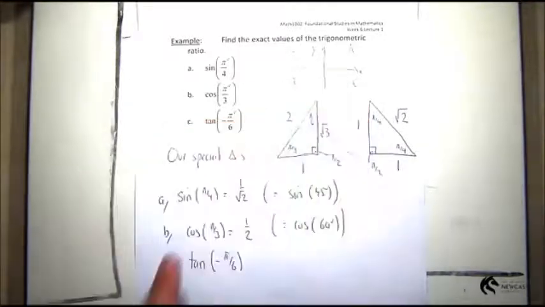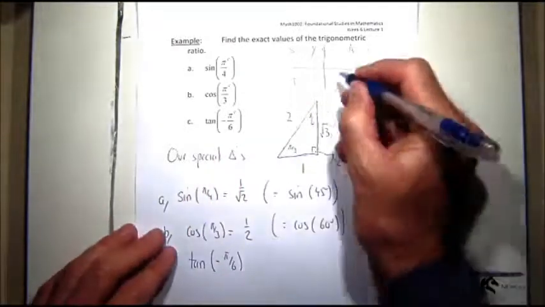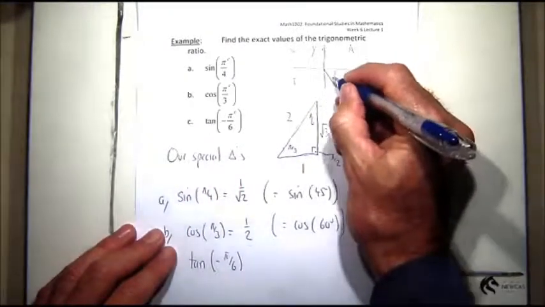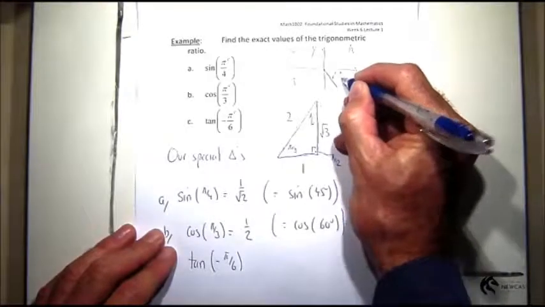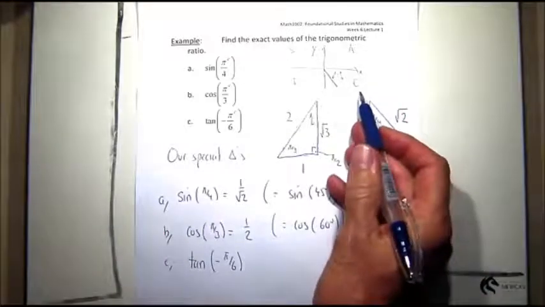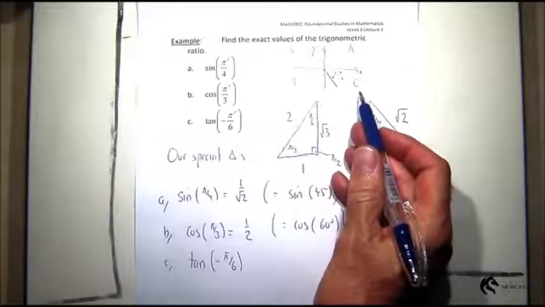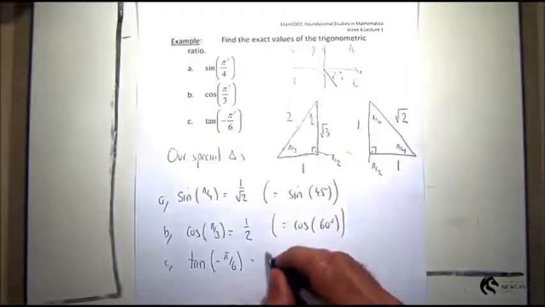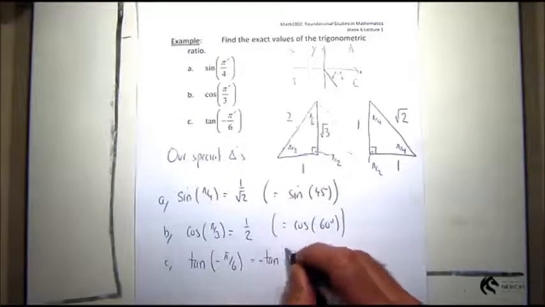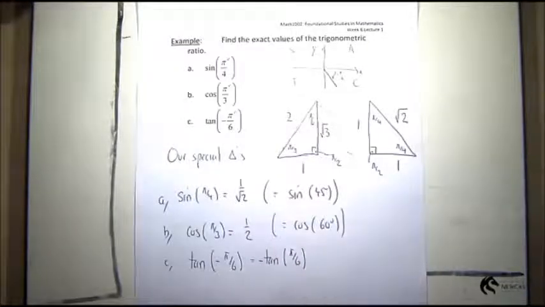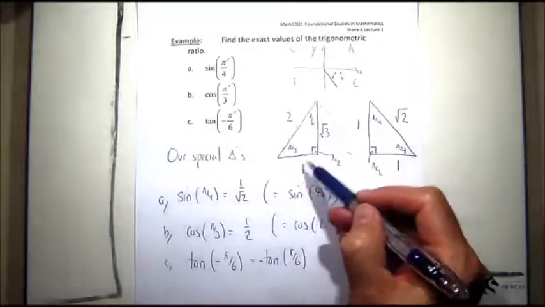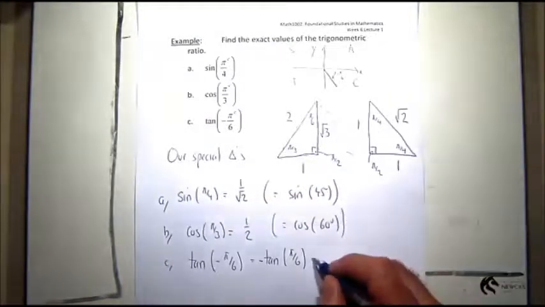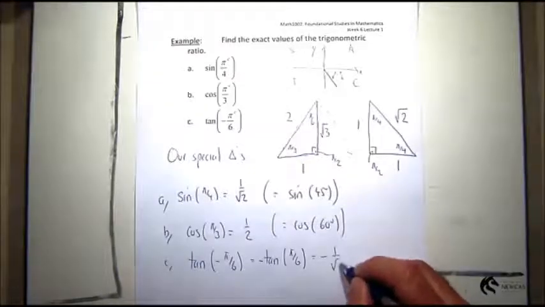So pi on 6 is an angle that's here. That's minus pi on 6 in there. So we're in the fourth quadrant, so the tan will be negative. And so I can say tan of minus pi on 6 is the same as the negative of tan pi on 6. Now the tan of pi on 6 is the opposite over the adjacent. So I have minus 1 on the square root of 3.